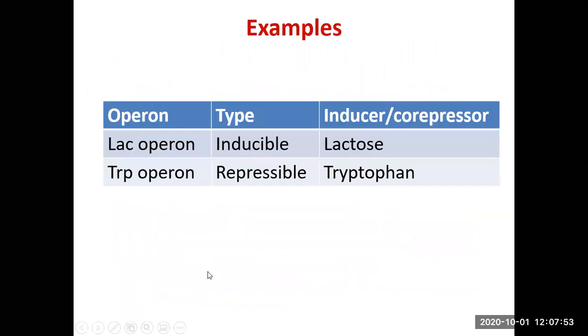These are the two operons that we'll be understanding. Taking the example, lac operon is an inducible operon and the inducer is lactose. And trp operon is a repressible operon and the co-repressor is the tryptophan molecule. Both of these we are going to discuss in detail.